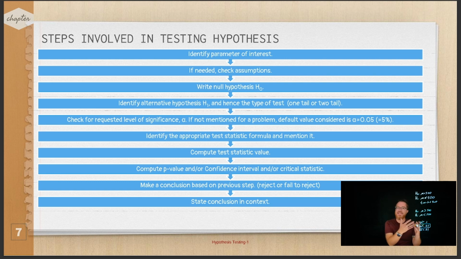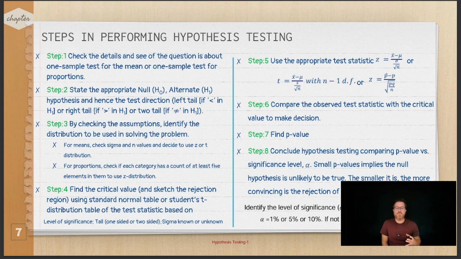What is the hypothesis test actually telling us? In this slide, you can kind of see an example of what this process would look like. So step one, we're going to check the details and see if the question is about a one sample test for mean or one sample test for proportion. Then, once we have that parameter we're interested in, we're going to state the appropriate null hypothesis, our H0. We're going to state our alternate hypothesis, H1 or HA, and then that's going to tell us the direction or type of test we're doing: left tail, right tail, or two tail.